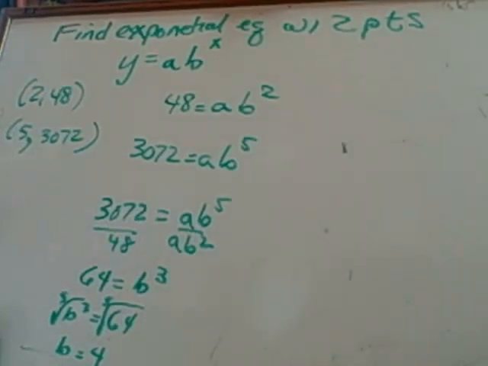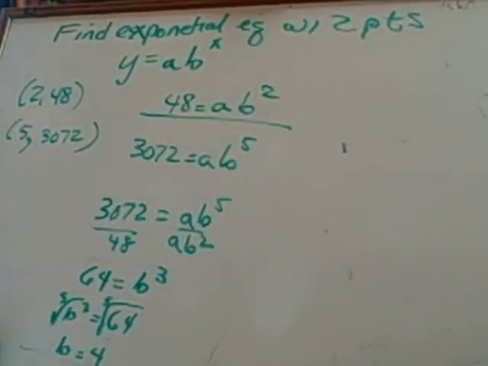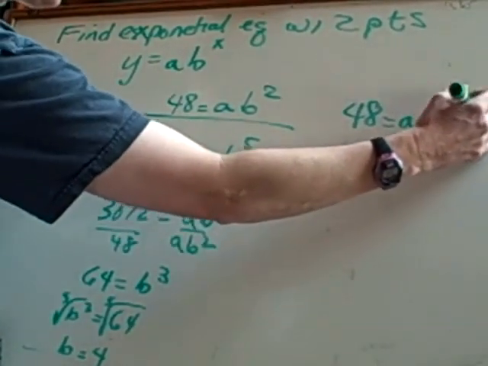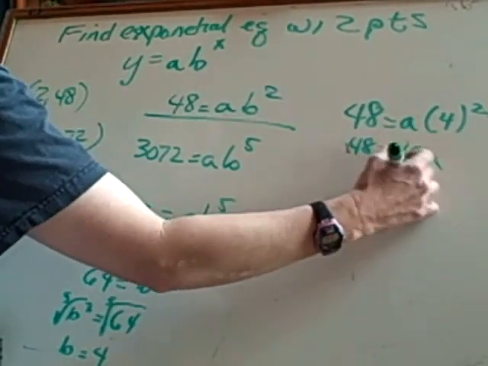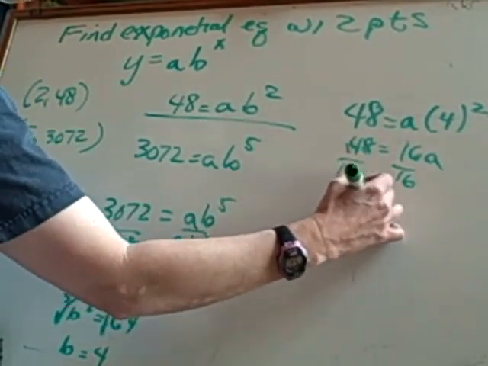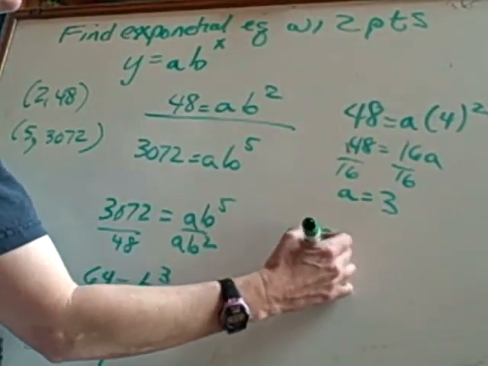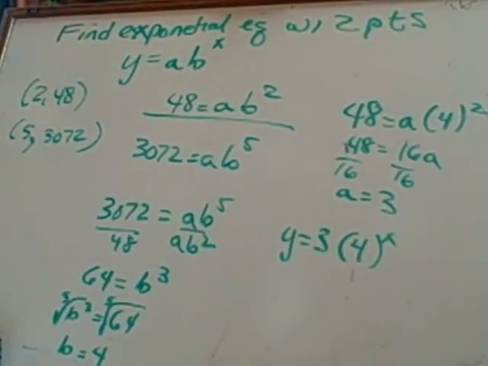Now, I do have a b, but I still have to go back in and solve for a. You can pick either one you want to plug into. I'd probably plug into the top one just because it's easier. So 48 equals a times 4 squared, and so that's 48 equals 16a. Divide both sides by 16. What do we come up with a to be? 3. So y equals 3, 4 to the x.